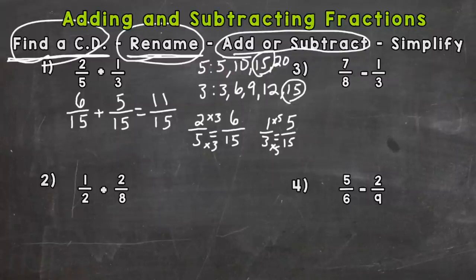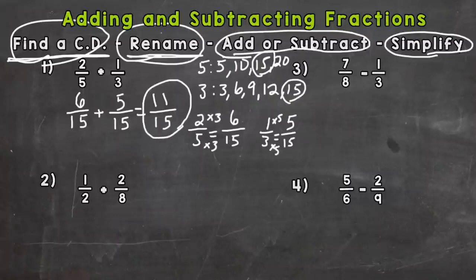And lastly, we check to see if our fraction can be simplified or broken down. Now, are there any numbers that can divide out of both 11 and 15 to break this fraction down? No, the only common factor between 11 and 15 is 1. So this fraction is simplified. We are done. 11/15 would be your answer to number 1.